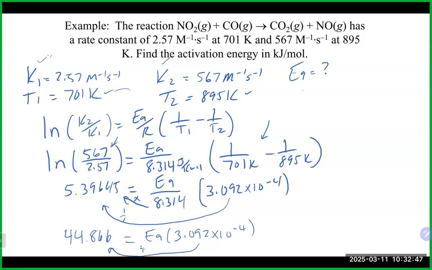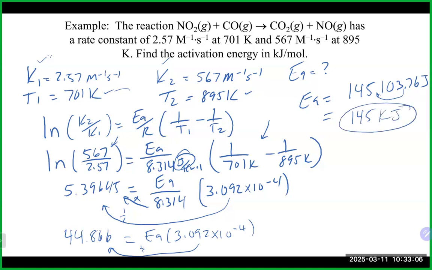That will then get you an Ea of 145,103.76. These are joules again, based off of this value here. And usually it is kilojoules, so we'll move that a few places, divided by 1,000, about 145 kilojoules. Again, it should be a positive number when it's all said and done. Any questions on that?